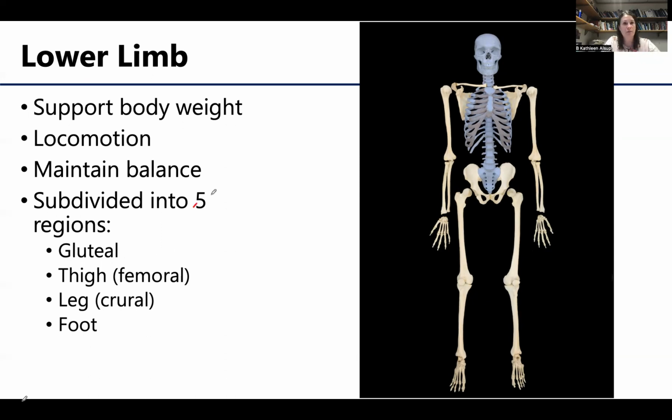Really, I should have 4. Can't even count, right? So we're going to have the 4 subdivisions that we will discuss in more detail. Specifically, we'll talk about them as the separate muscles. But you'll have the gluteal region, which is in the posterior hip region. You'll have the thigh. Sometimes you'll hear this referred to as the femoral region, the leg, or the crural region, and then, of course, the foot.